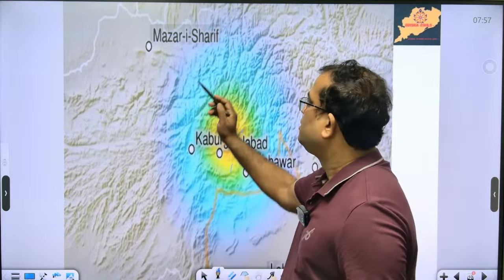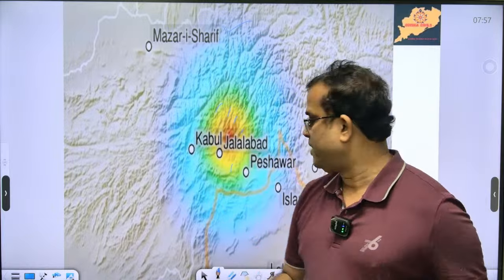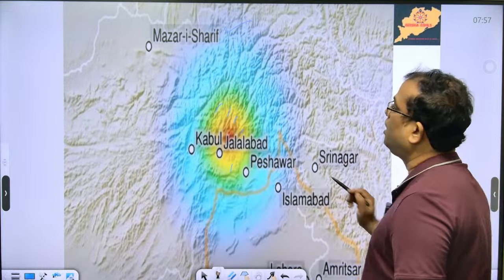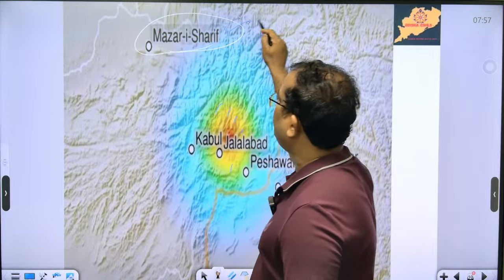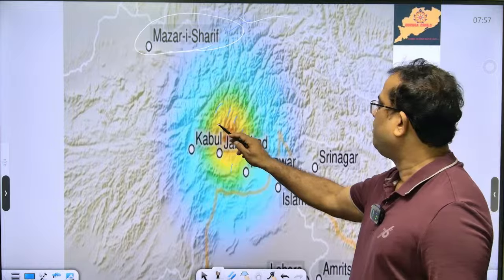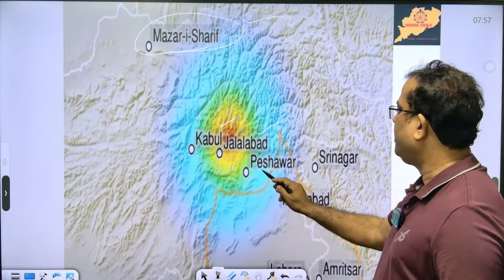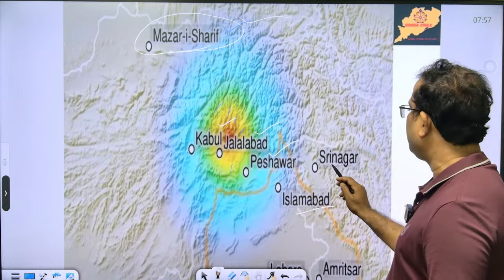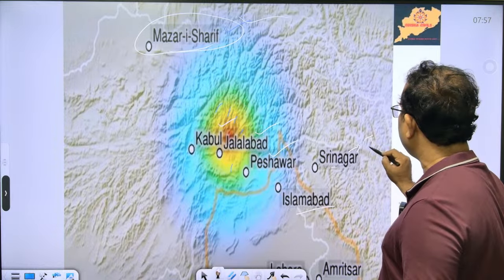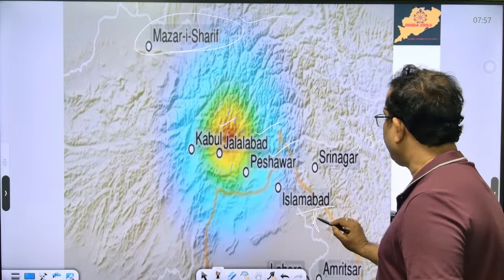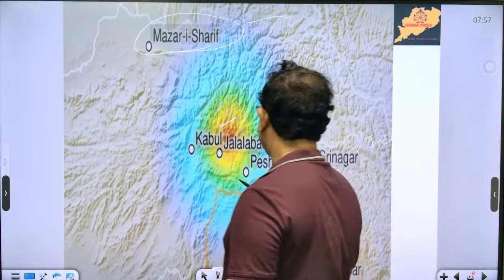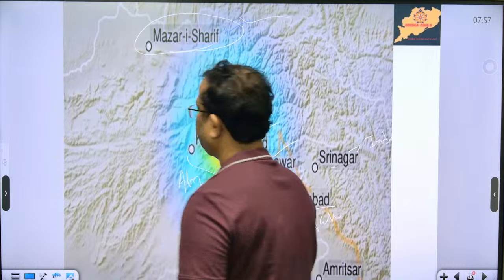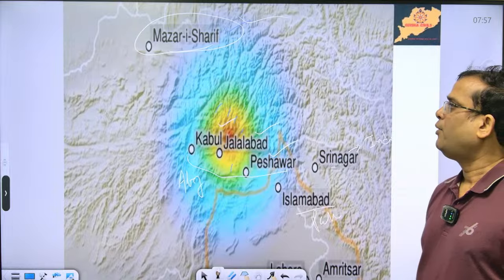Just study the top: Mazar-e Sharif. Mazar-e Sharif is a place in Afghanistan. This is your Kabul, Jalalabad. Then Peshawar, which is in Pakistan. Here Islamabad, and this is Srinagar. This part is our India, this is your Pakistan, right? And this whole area is Afghanistan. So this is the case of how it happens.